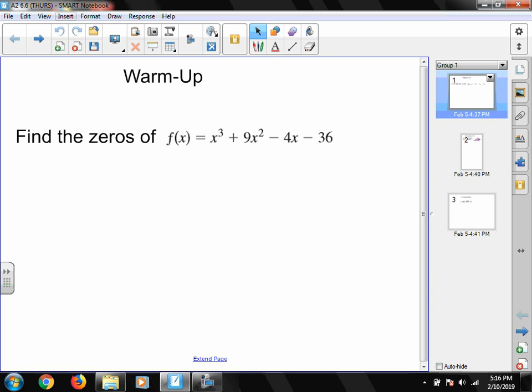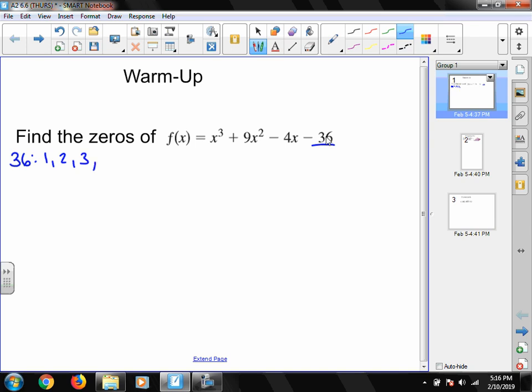Okay, hopefully you have an answer by now. So, what we need to do is find the zeros. We'll look at factors of 36: 1, 2, 3, 4, 6, 9, 12, 18, and 36. Looks like we got quite the collection there.